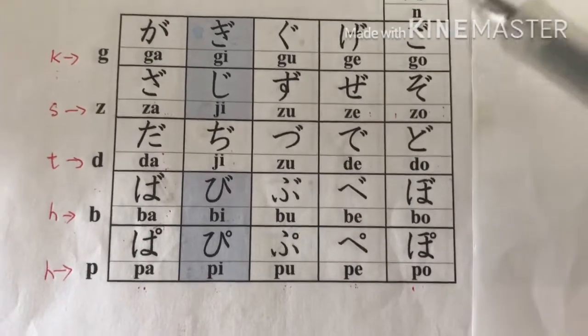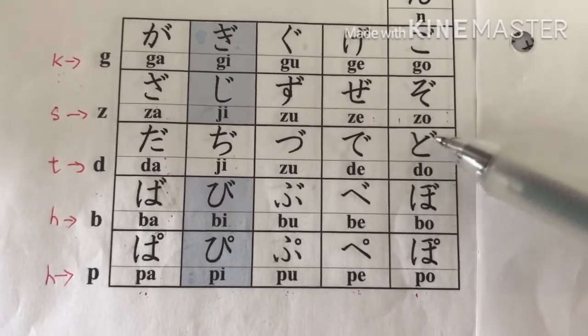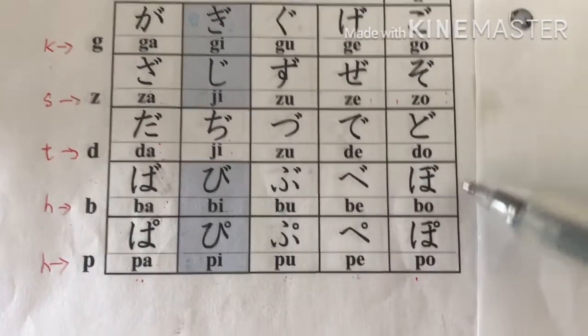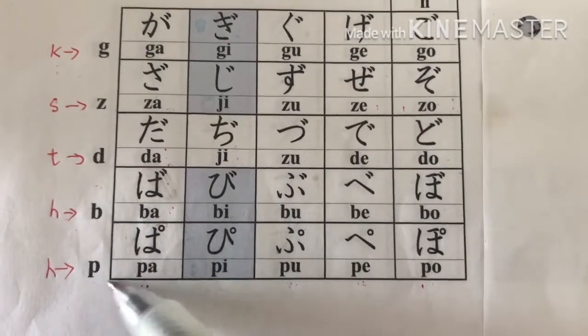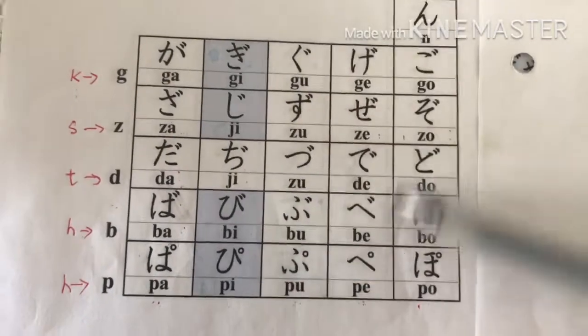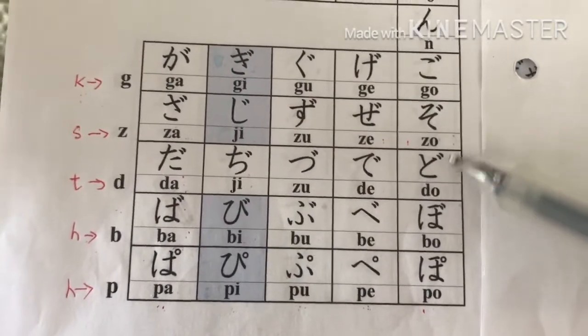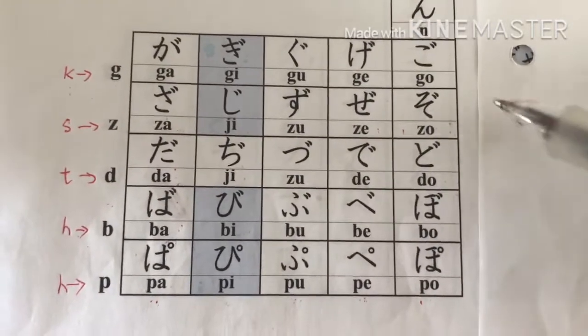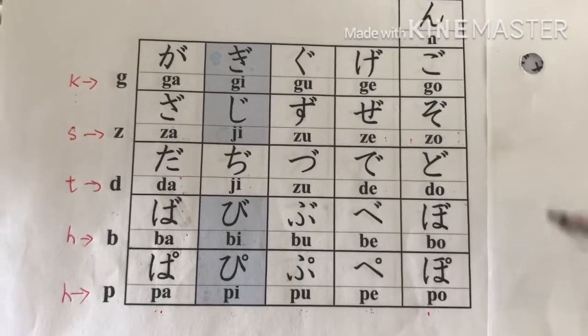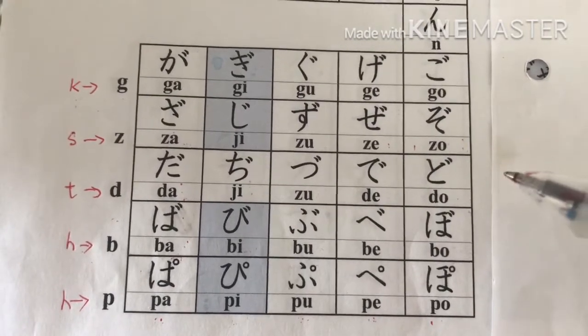So here, this is the voiceless consonant. When you see the double dots, it becomes the voiced consonant. But there's a specific one, a circle, that becomes the pa line. This one is also very common in Japanese words. So I wish all of you to review it well and memorize it, so you won't be confused when you read Japanese, okay?